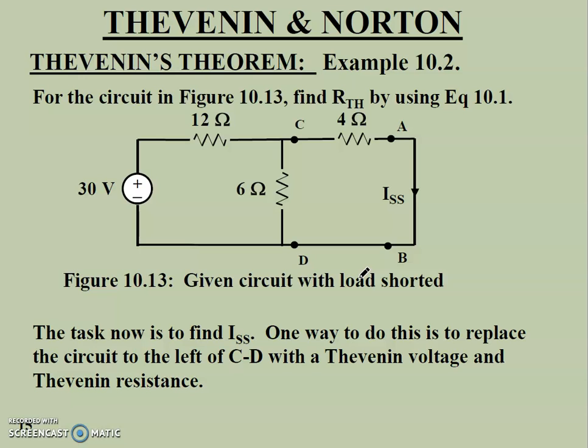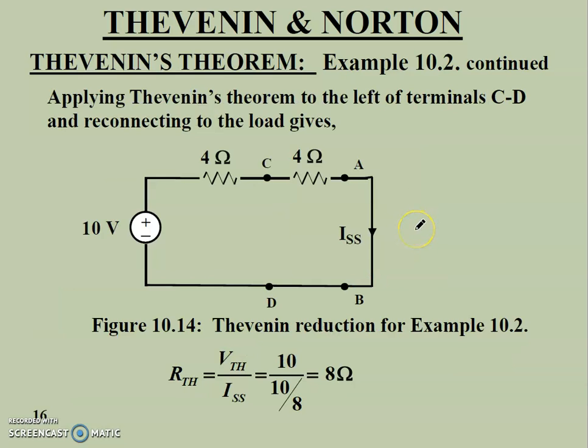So in that type of network, for the same circuit we have used, if the task mentions that we have to find out the ISS, then again we have to remove the path, find out the VTH and RTH values, and then we can find RTH equal to VTH upon ISS.